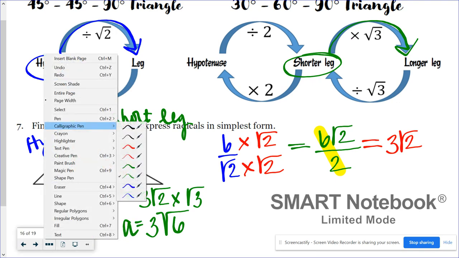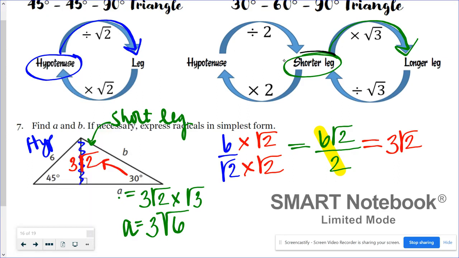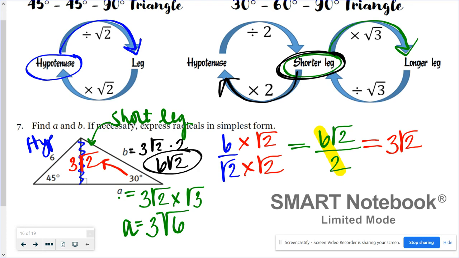To find the length of side B, once again, I know the shorter leg, so I can multiply by 2 to get the hypotenuse. So I take the shorter leg, 3 root 2 times 2. This gets me 6 root 2, and that's the hypotenuse of my 30, 60, 90.